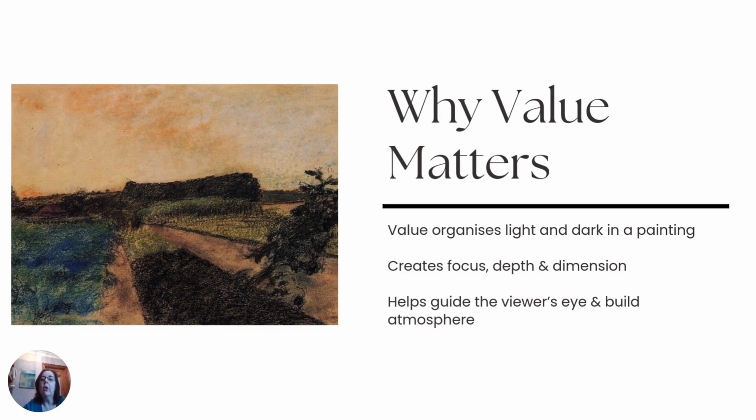So we've explored composition, how balance, movement, and rhythm shape an abstract landscape. But composition alone isn't enough to hold a painting together. There's one more essential element: value. Value is how light or dark an area is, and it plays a huge role in creating focus, depth, and dimension in a painting. Even when colour is removed, a painting should still feel structured. If the values aren't working, the whole composition can feel flat or unbalanced.